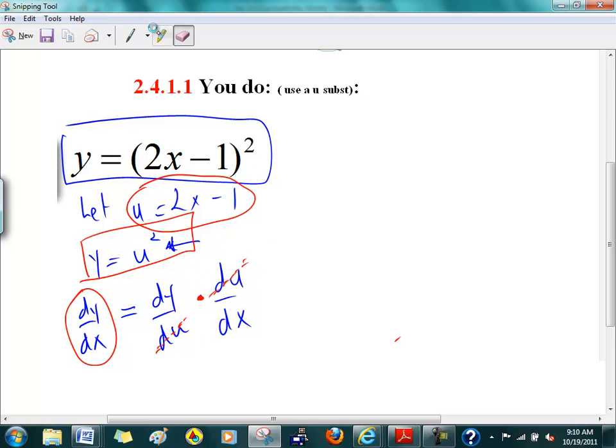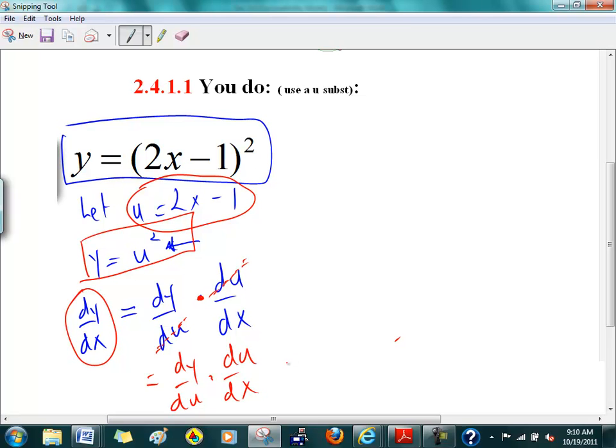So, let's forget trying to justify why this rule works. The rule is that you're going to do dy by du times du by dx. That's what you're going to do. I try to justify the rule. If you get it, that's good. If you don't, it's all right. Okay? You're going to do that.